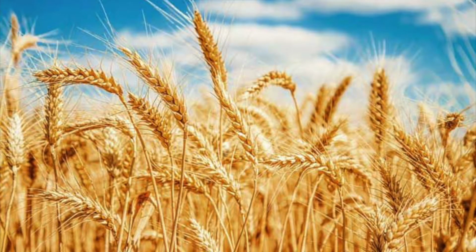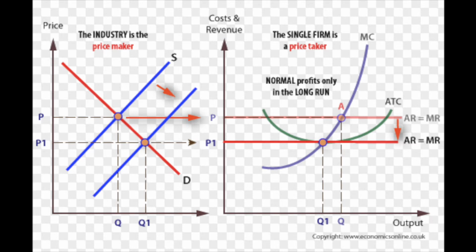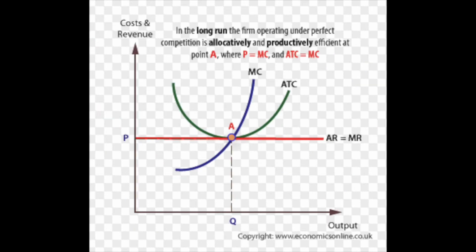In the long run, zero economic profit is made in a perfectly competitive firm. Short-run economic profit attracts new firms, which shifts the supply curve right and brings down price and marginal revenue for existing firms. As profits go down, firms start to leave, and this continues until they arrive at normal profits.